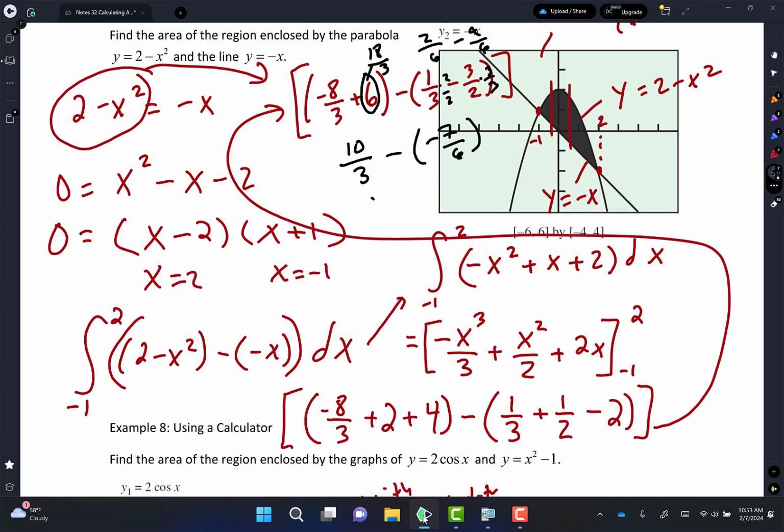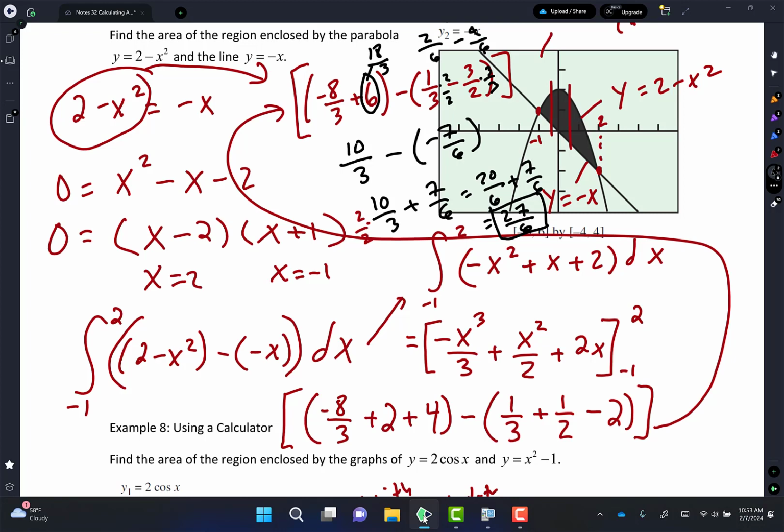All right, so let's see. 10/3 plus 7/6. So I'm going to multiply that. Yeah, I know. Look how cumbersome it is by hand. So 20/6 plus 7/6. So I see 27/6 if we did it correctly. We're about to find out.